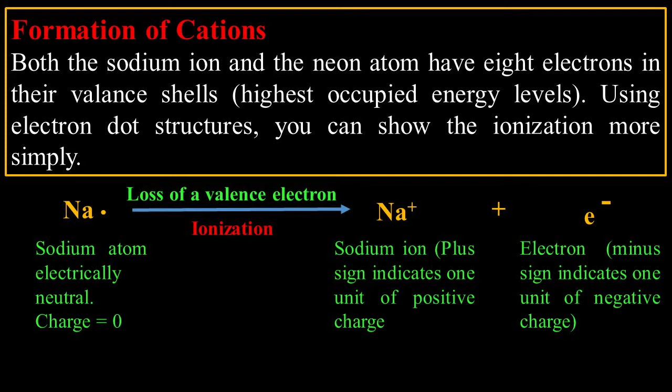It says sodium atom electrically neutral, the charge equals 0. Sodium ion, plus sign indicates 1 unit of positive charge, and then the electron minus sign indicates 1 unit of negative charge. So the loss of that valence electron will do two things. It will give the sodium atom the same valence as the neon atom, and it will also give it a +1 charge. Now, let's look at magnesium.